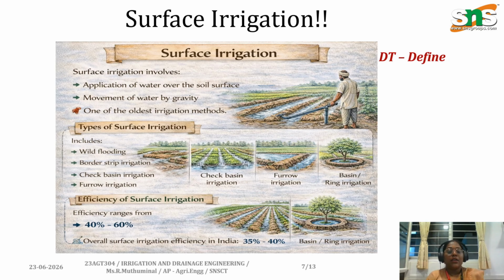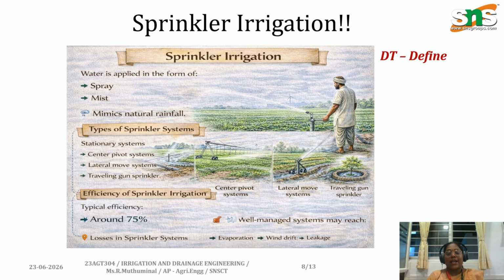Now let us shift over to sprinkler irrigation to eradicate these kinds of losses. Sprinkler irrigation ensures uniform water distribution and is suitable for sandy soils and undulated lands. It also reduces soil erosion and improves irrigation efficiency.